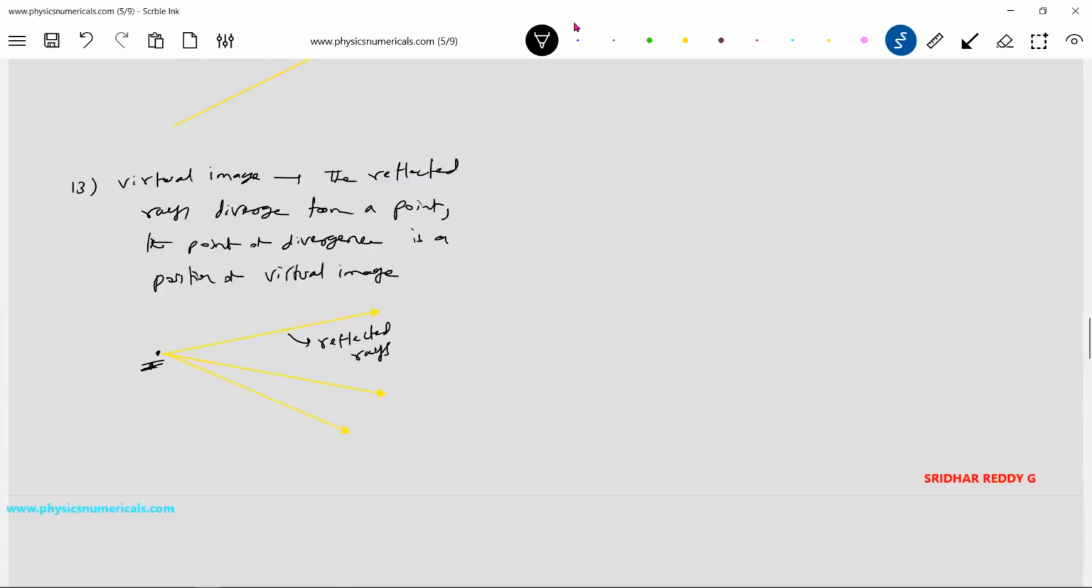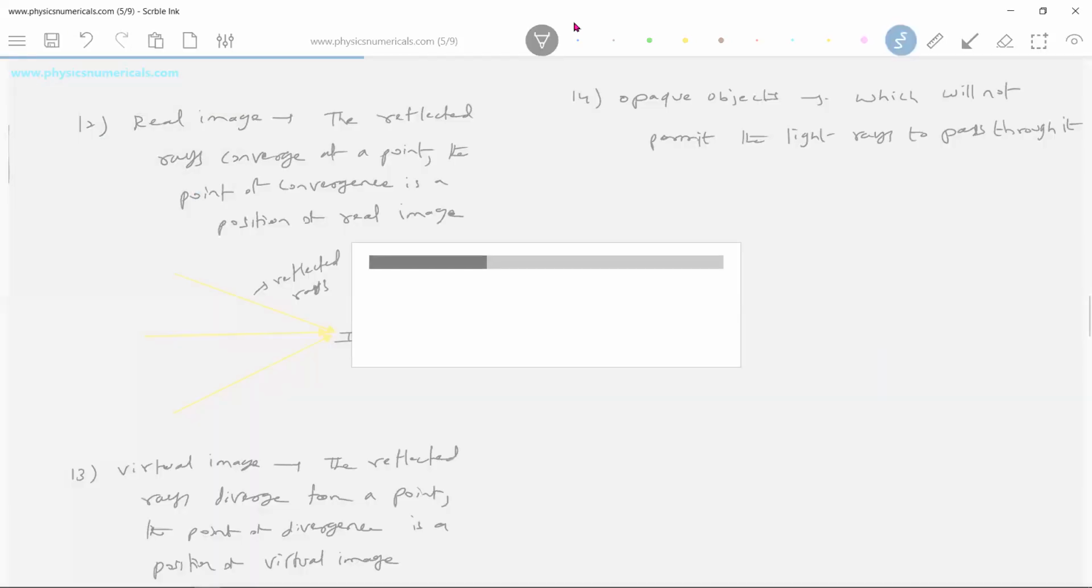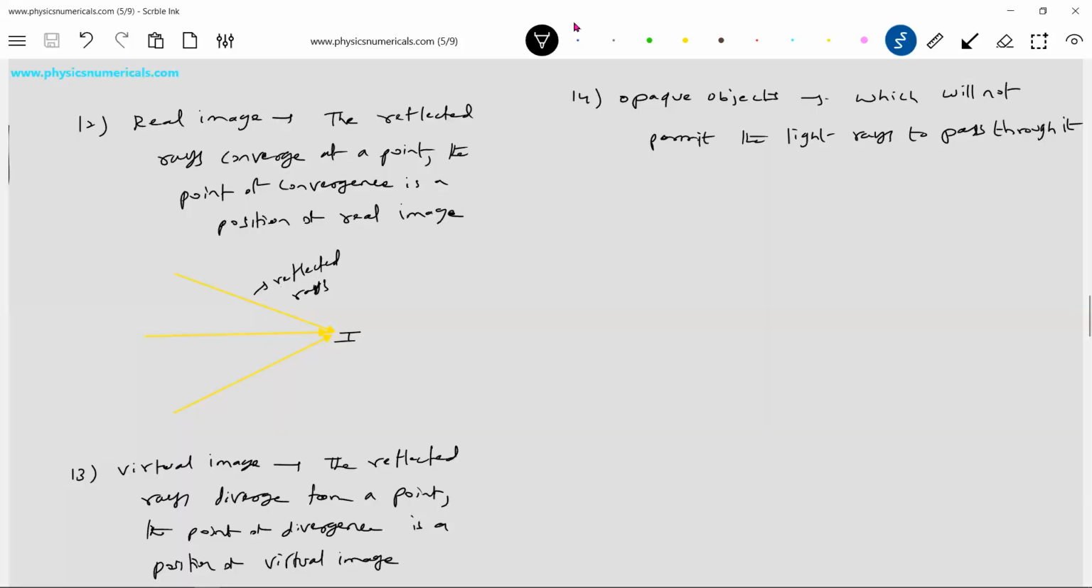Again, the type of substance, like opaque or transparent. What are opaque objects? They block, or do not permit, the light rays to pass through them. And these opaque objects form a shadow.